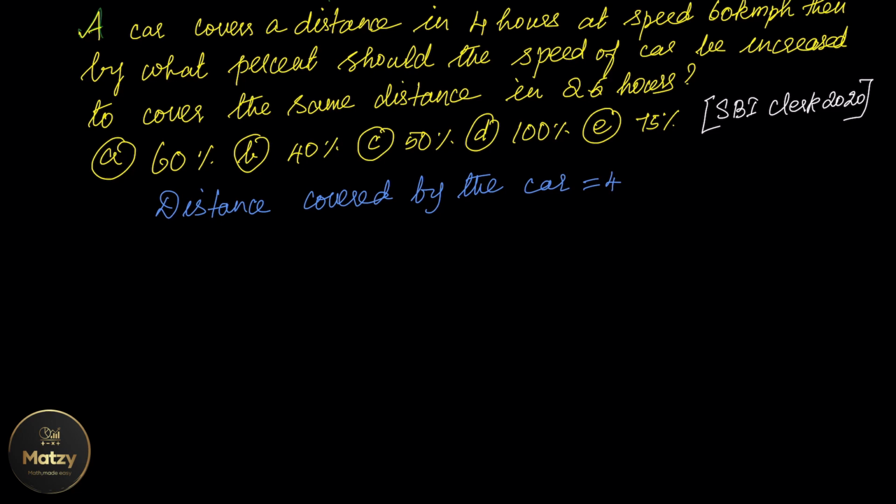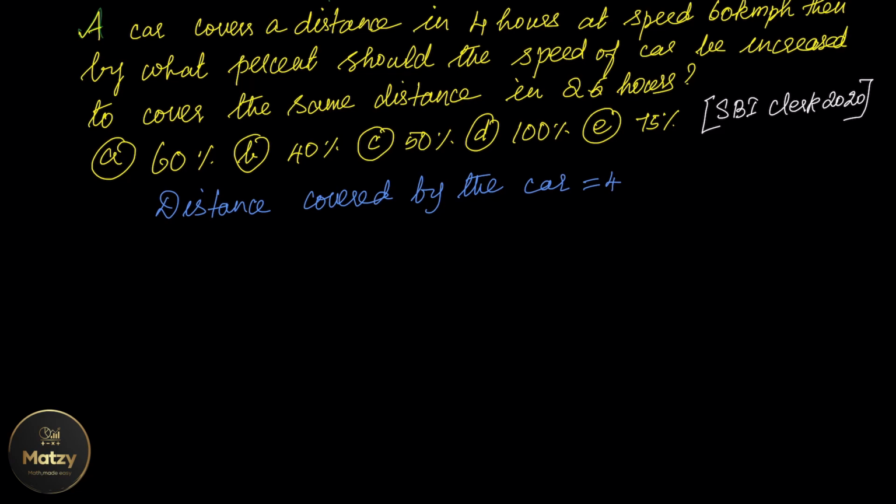A car covers a distance in 4 hours at the speed of 60 km per hour. Then, by what percent should the speed of the car be increased to cover the same distance in 2.5 hours? See the question. 4 options are also given in this problem.